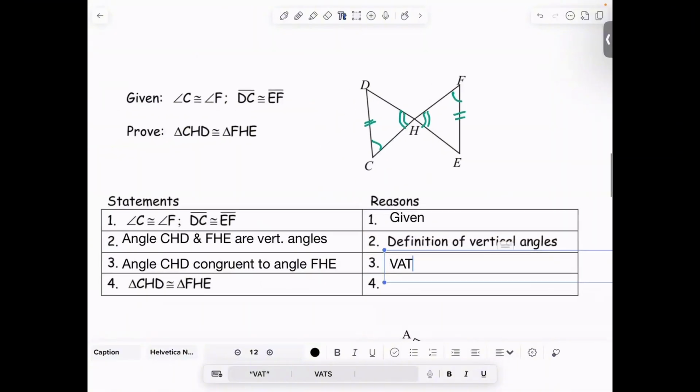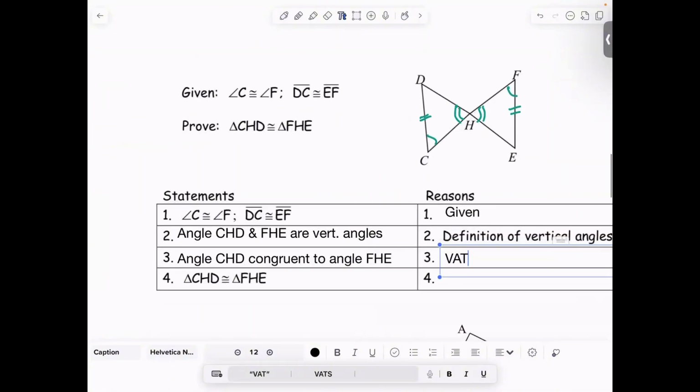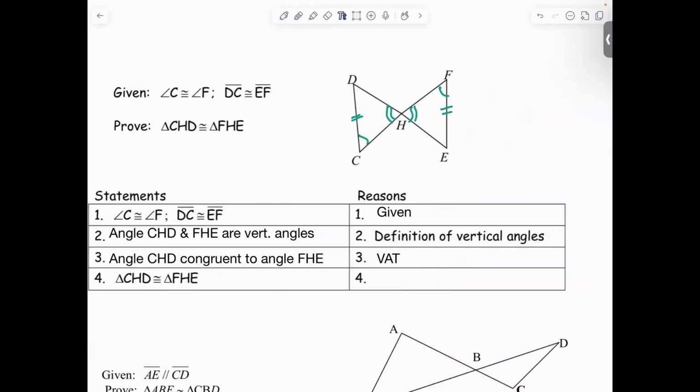Most teachers are okay with that, vertical angle theorem. So let me make sure I have that right. Yes, number 2, angle CHD and FHE are vertical. And then we can conclude that angle CHD is congruent to angle FHE using the VAT theorem, vertical angle theorem. All right, and we should have enough here.